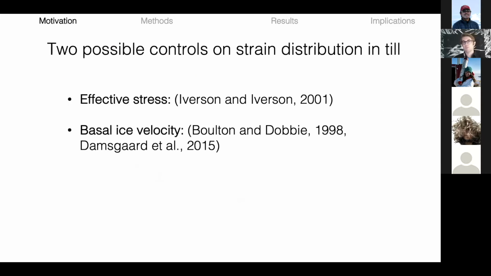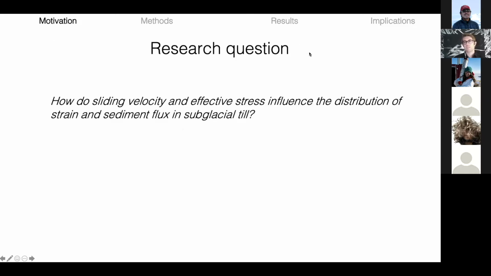A number of controls have been hypothesized to set the morphology of the profile. For brevity's sake, I'll be focusing on two in this talk: effective stress and basal ice velocity. And while these mechanisms are likely viable, there's been little work done to systematically assess their relative influence on strain distribution in till. So given this uncertainty, it sets up the following research question, which we will try to address. How do sliding velocity and effective stress influence the distribution of strain in subglacial till?